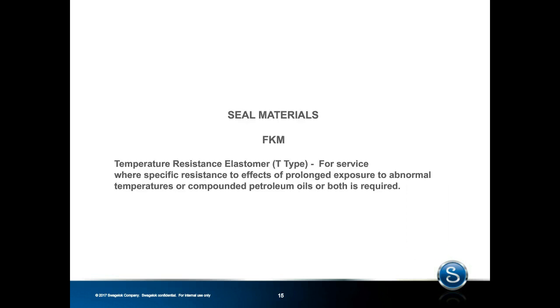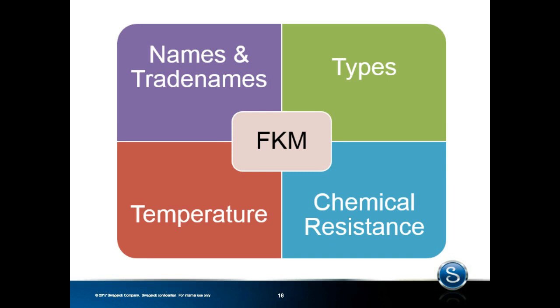Okay, let's move on to FKM. The next type of material is a fluoroelastomer, and this is for use in service when resistance to prolonged exposure to higher temperatures and or petroleum oils is required. What we're going to talk about is the names and common trade names for FKM, the types of FKM that are available, the temperature range, and discuss chemical resistance.